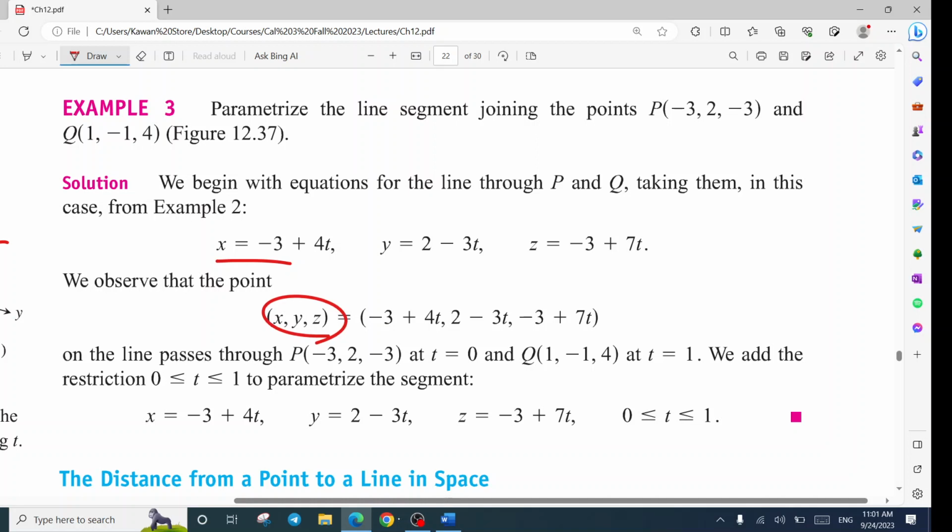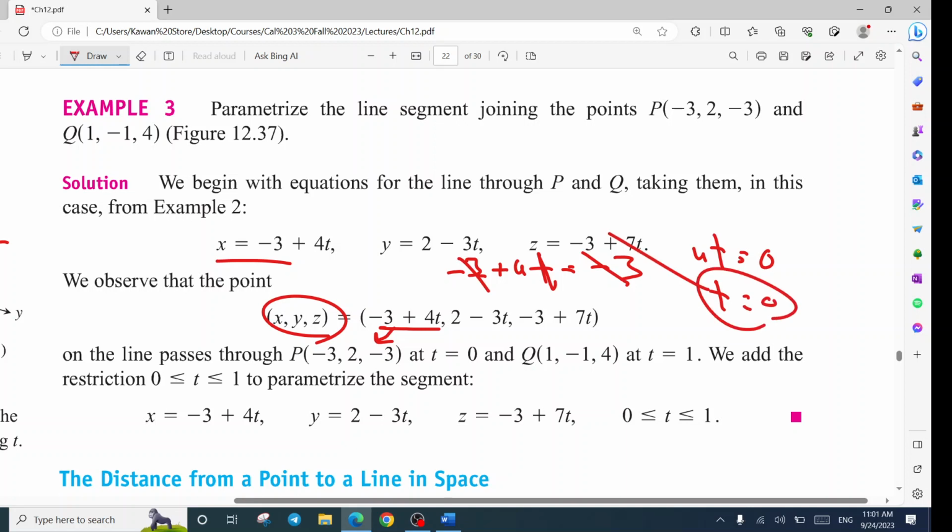Now I'm going to compare this one to P. You can see minus 3 plus 4t equal to what? Minus 3. Am I right? Solve for t. T is equal to what? 0. 4t equal to 0. T equal to 0. Clear?